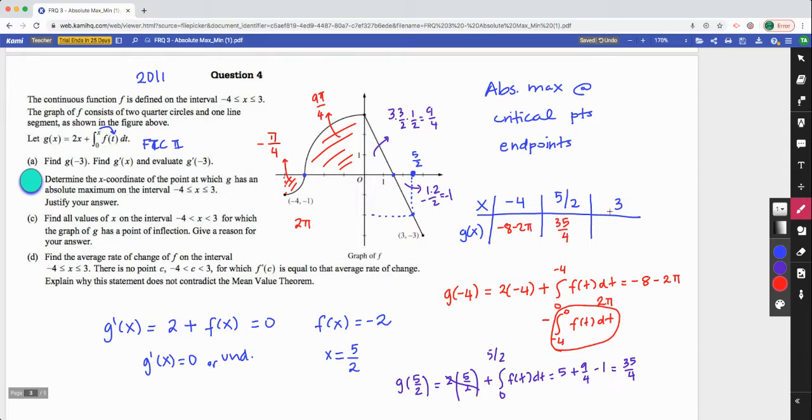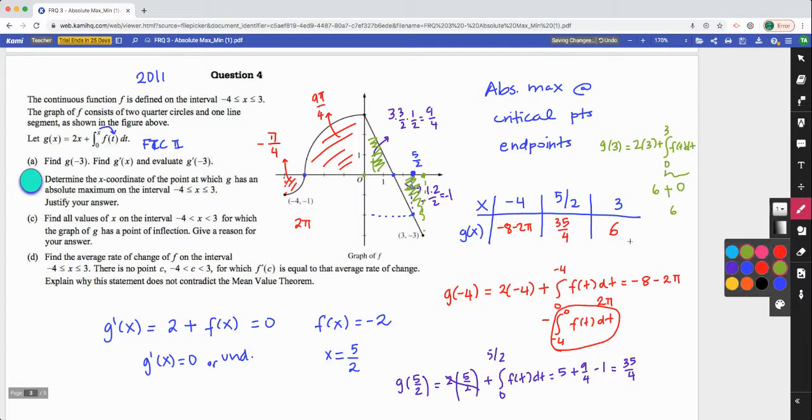And finally, we're going to evaluate the value for 3. Let me do it here. So g of 3 is going to be 2 times 3 plus the integral from 0 to 3 of f of t dt. So you guys come over here, 0 to 3. You'll see these areas are symmetrical. One positive, one negative, so they'll cancel each other. So the value of this integral will be just 0. 6 plus 0 is just going to be 6.